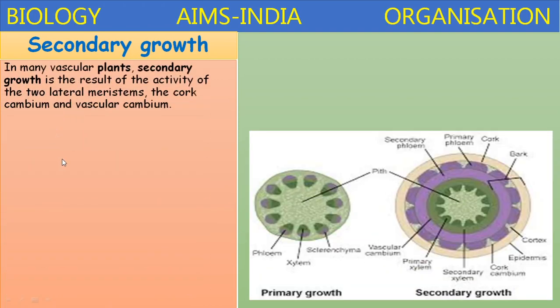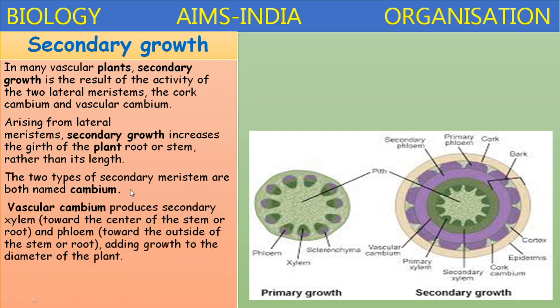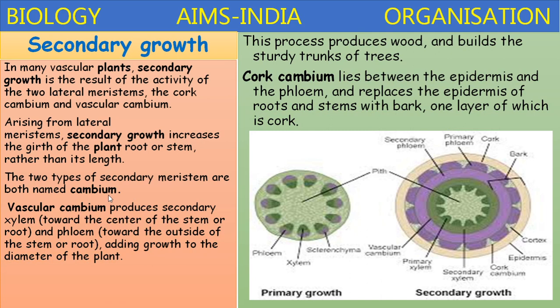Secondary growth occurs in adverse conditions. In many vascular plants, the secondary growth is the result of the activity of two lateral meristems, the cork cambium and vascular cambium. The secondary growth increases the girth or diameter of the plant root or stem rather than its length. The two types of secondary meristem are both named cambiums. One is vascular cambium and another one is cork cambium.